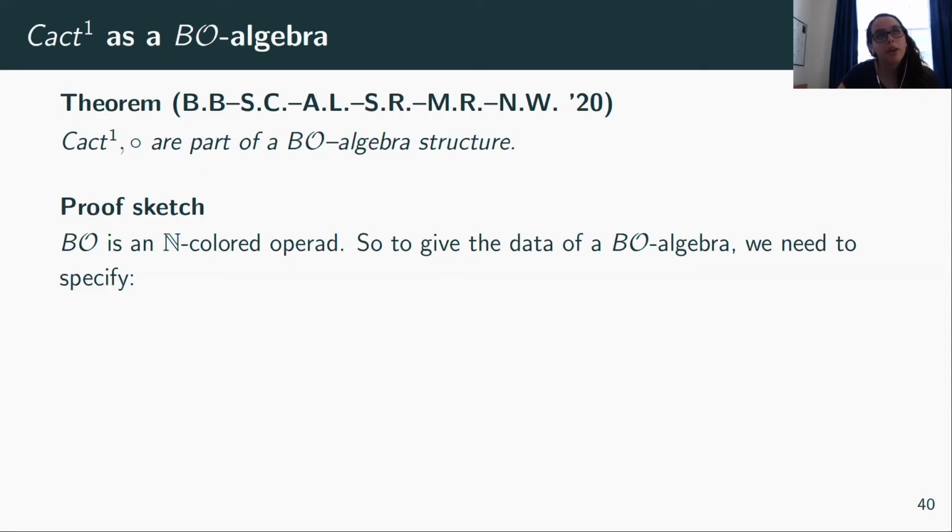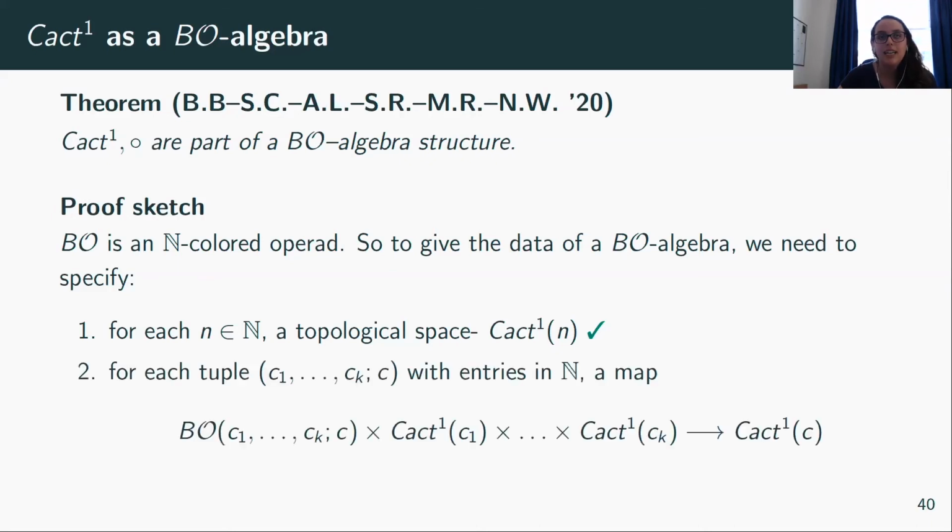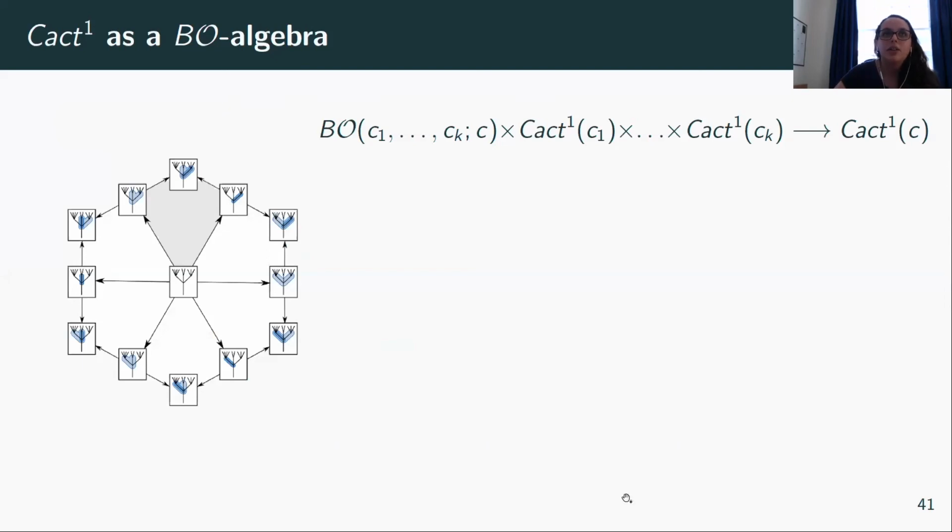We have to start, well, BO is an n-colored operad. So to give the data of a BO algebra, first we need to specify, for each n, a topological space. That's easy. That will be our normalized cacti. This part is done. But now comes the hard part, which is to give, for any space of bracketed trees, maps of this sort that are compatible with our operation of bracketed trees. So this is the hard part. Just to recall, when we're talking about BO, we're talking about a disjoint union of spaces of this sort, spaces of bracketings in a tree of operations.